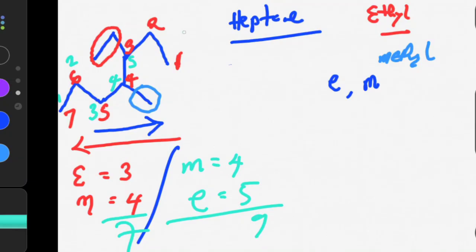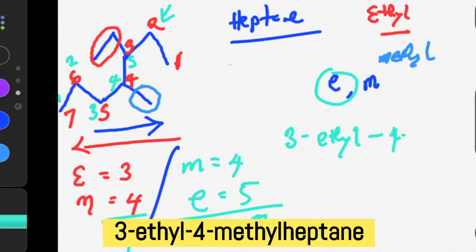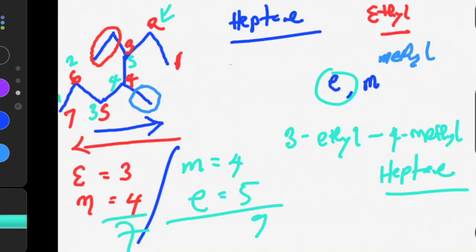So we're going to go 1, 2, 3. What's the first letter? Ethyl. So we're going to have 3-ethyl, then 4-methyl, then we have the parent name, which is heptane. Can you see that? That is the name of this structure, and that is how you name it. I believe this should be clear enough going by the previous example.